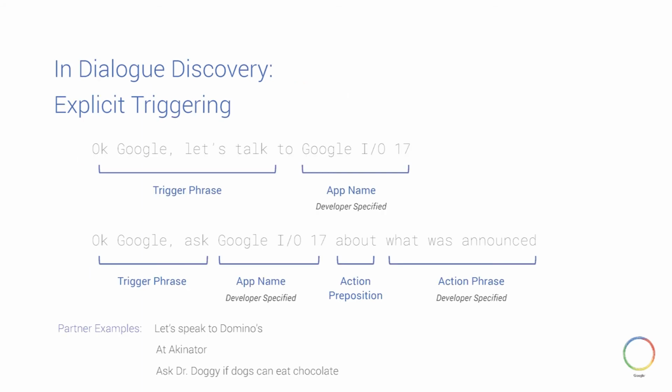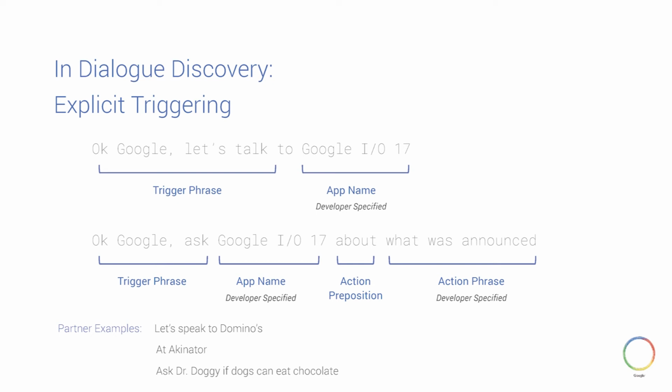This is an example of what we call explicit triggering. So this is if the user knows the exact name of the app in question. So in this case, the user says, okay, Google, let's talk to the Google I/O 17. And obviously, Google I/O 17 is the app name, and that routes the user to the correct assistant app.